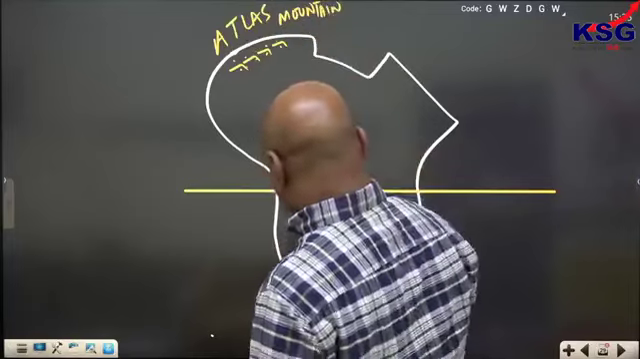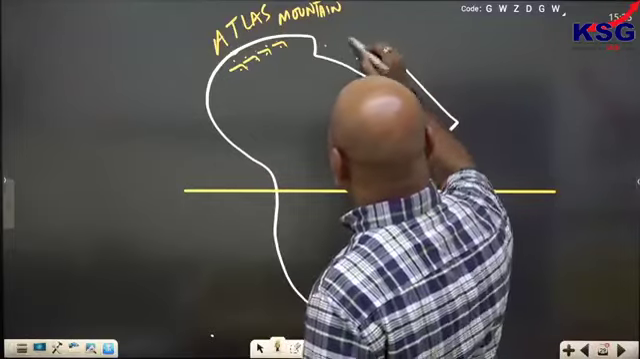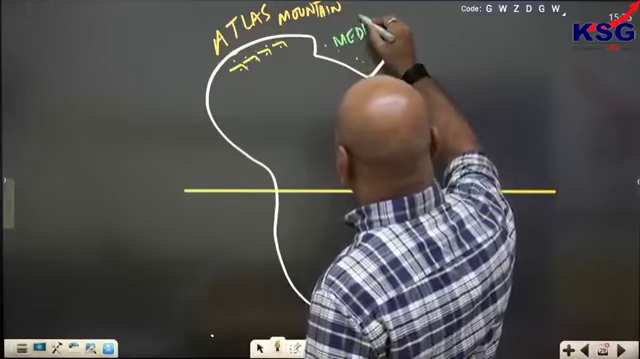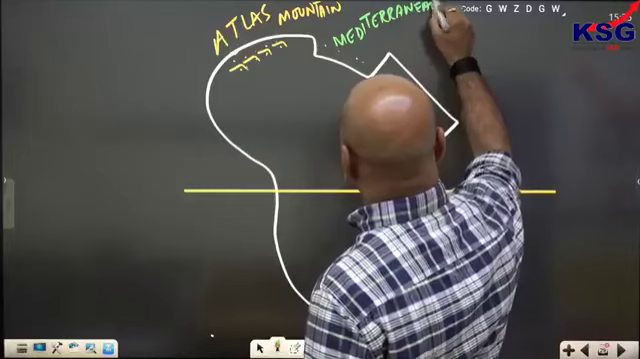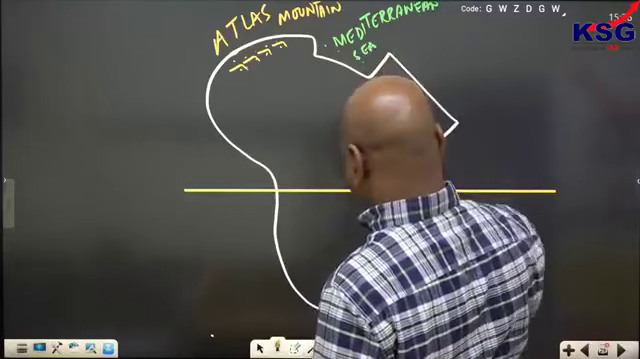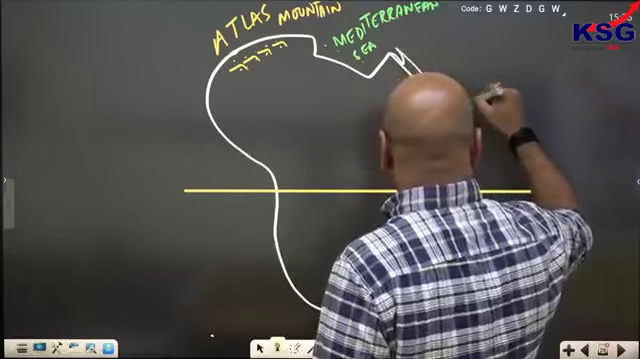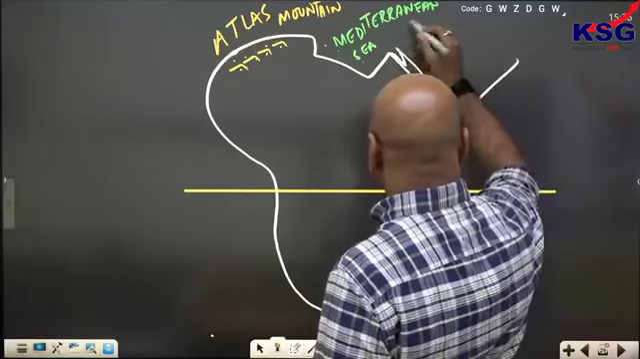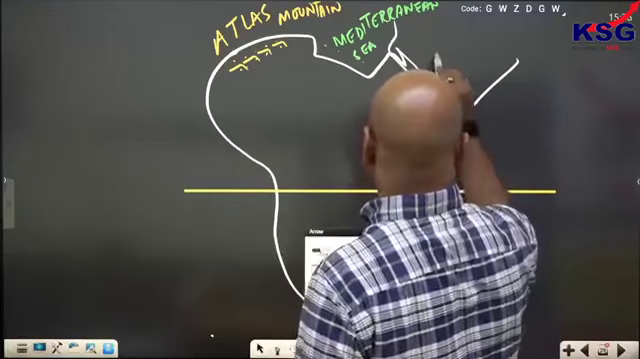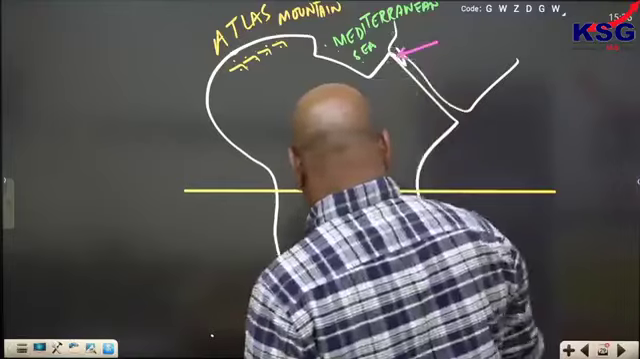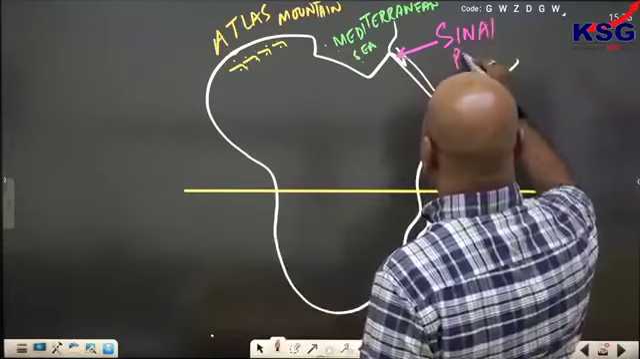Atlas Mountain. And here is the Mediterranean Sea. It is the Mediterranean Sea, right? And here is the Sinai Peninsula, and this here is the Red Sea. Okay, this here is the Sinai Peninsula. What do we call it? Sinai Peninsula. This here is the Sinai Peninsula.